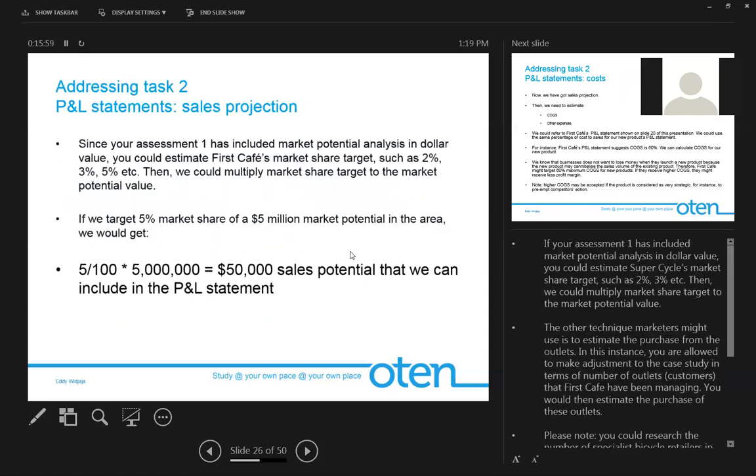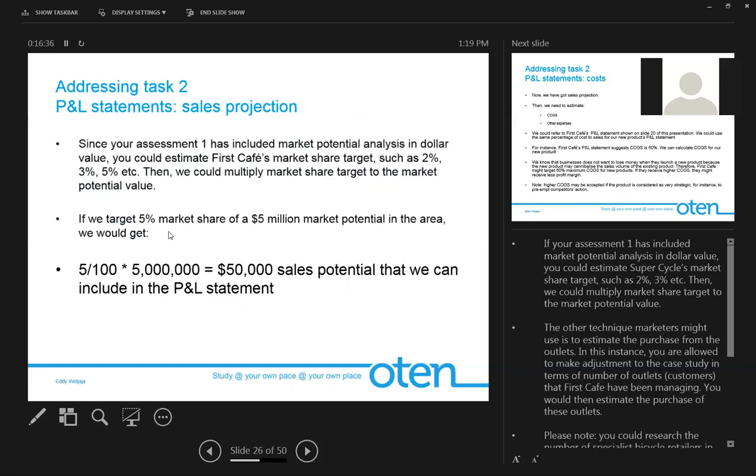All right, now let's look at the sales projection, which is the first thing that we need to do in constructing a profit and loss statement. Assessment 1 suggests that we need to do the market potential analysis in dollar value. If you have done that, you could target a certain market share level that you want to achieve, like 2%, 3%, 5%, and so on and so forth. Remember, you did that market potential analysis using the market build-up technique.